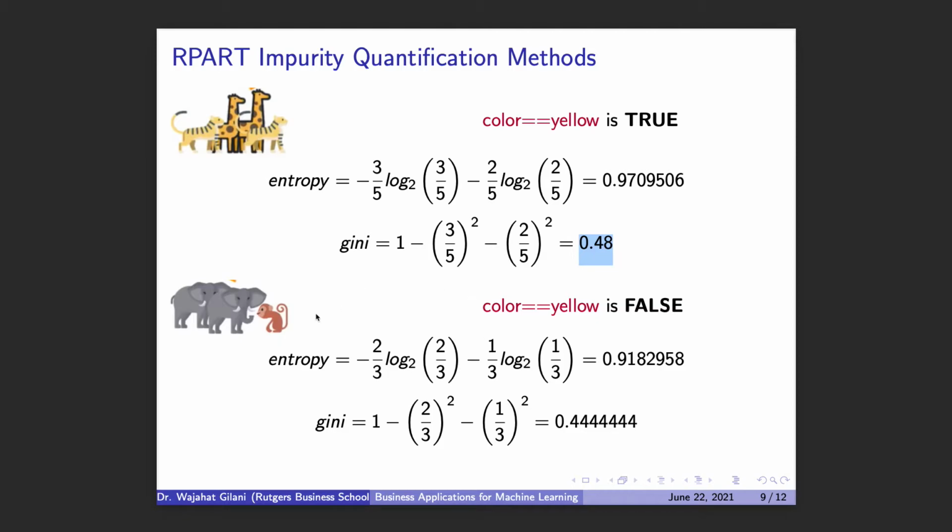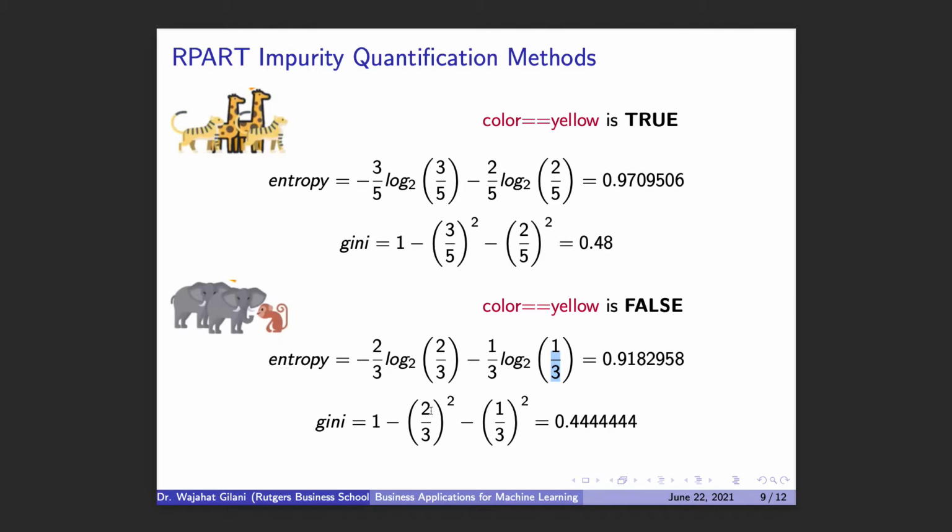Let's look at the second group. 3 animals. 2 elephants out of 3 animals, minus 1 monkey out of 3 animals. Entropy becomes 0.91. It becomes even less than the other one, right? 1.9 becomes even less than this one.